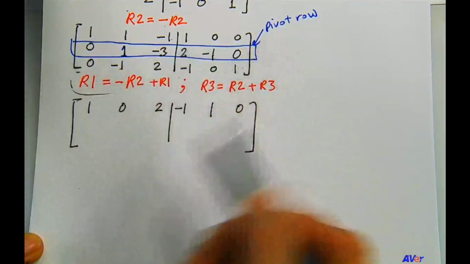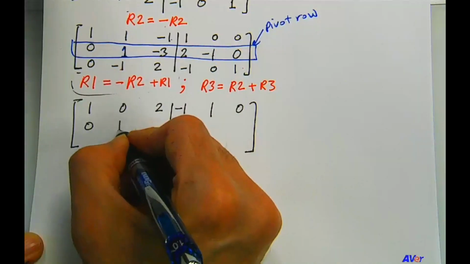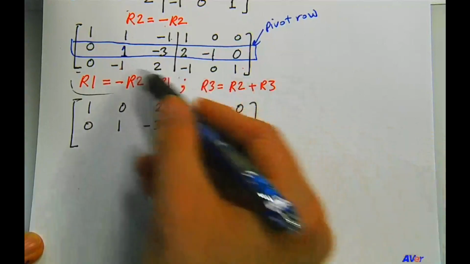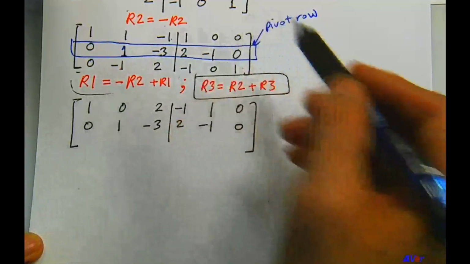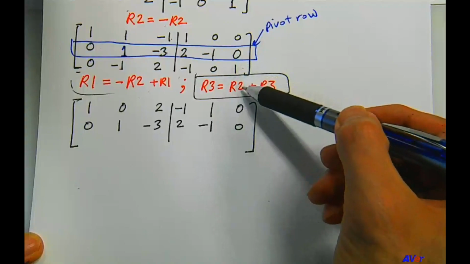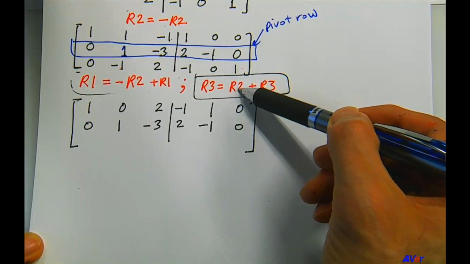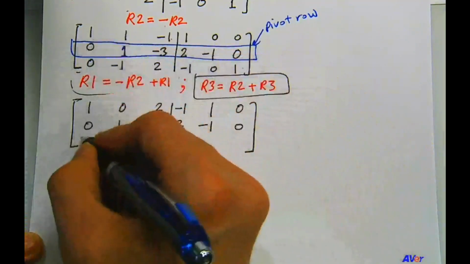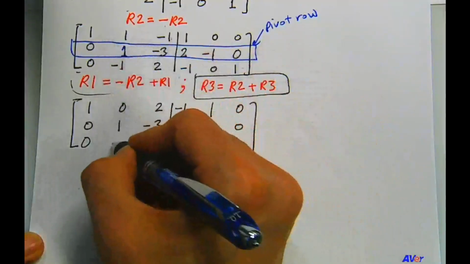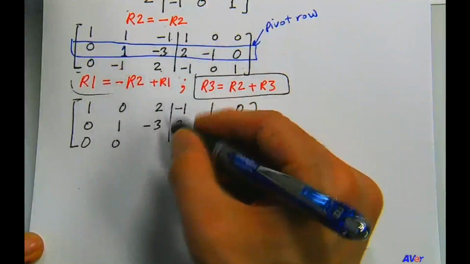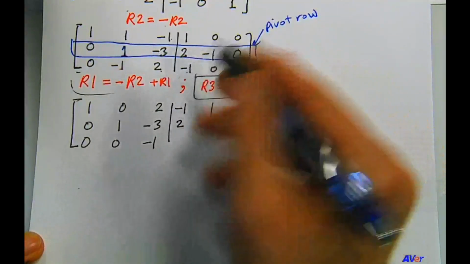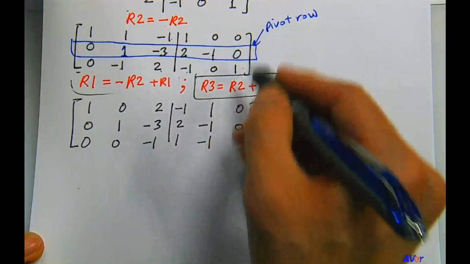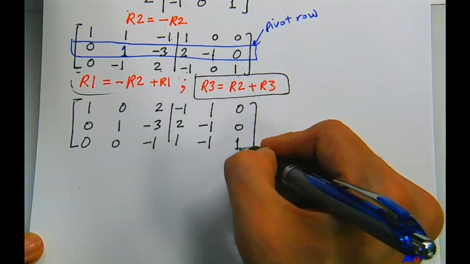Now the second row was the pivot row. It's not changing, so let's write it down as it is. Now the third row, we're going to do this row operation, right? So this is saying simply add the pivot row, which is row 2, to row 3. Great, so let's do that. 0 plus 0, 0. 1 plus -1, 0. -3 plus 2, -1. 2 plus -1, 1. -1 plus 0, -1. 0 plus 1 is 1.